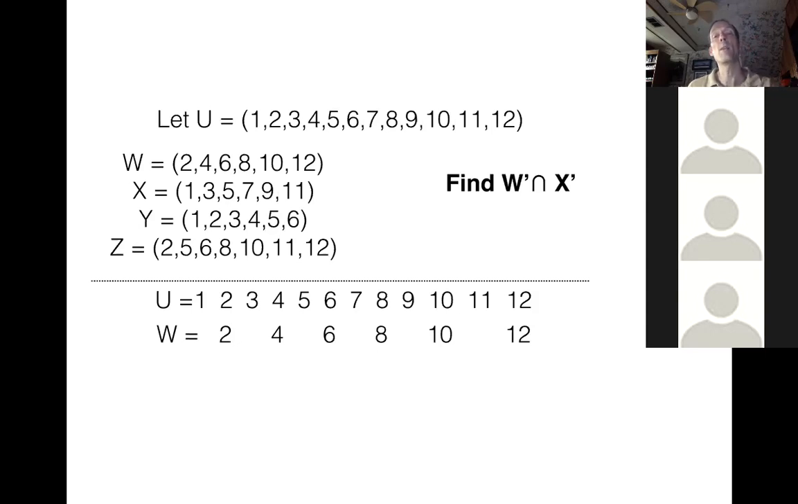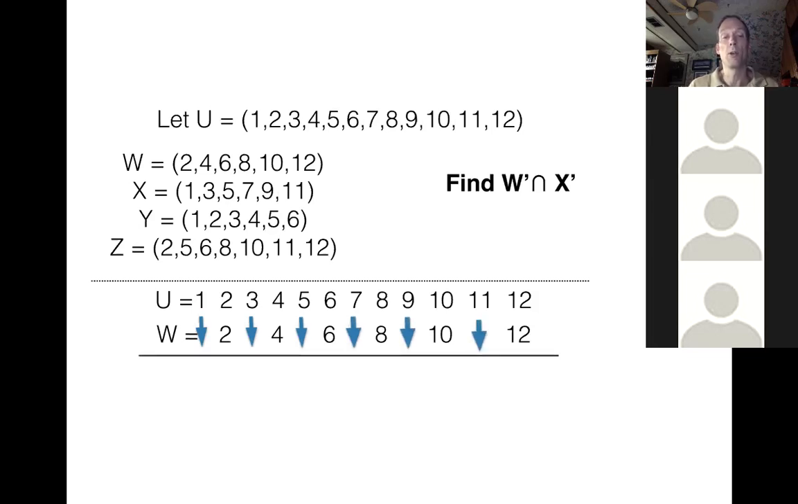For sure. We're thinking about the complement. A complement is going to be all the elements in U that don't appear where else? In X. Okay, W, you're thinking the right way. To get those, I notice the 1 does not appear in W. That's going to be part of the complement. The 3 does not appear in W. The 5 doesn't appear in W, and all the way down the line. So at the end, my complement is going to be 1, 3, 5, 7, 9, and 11.